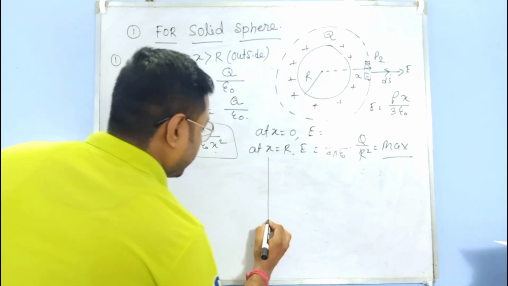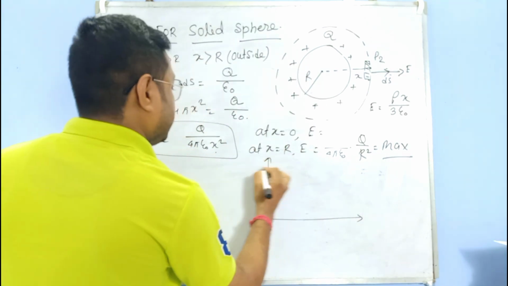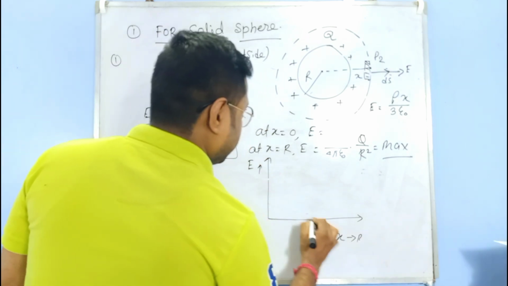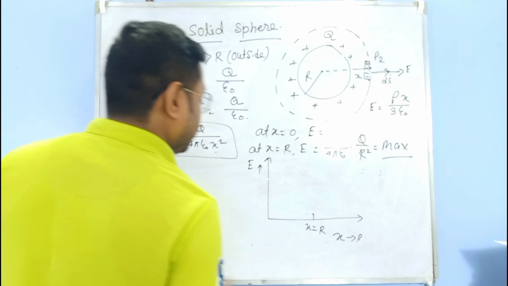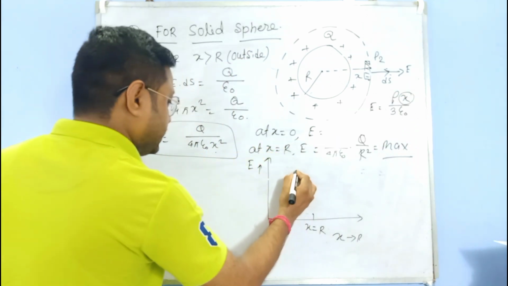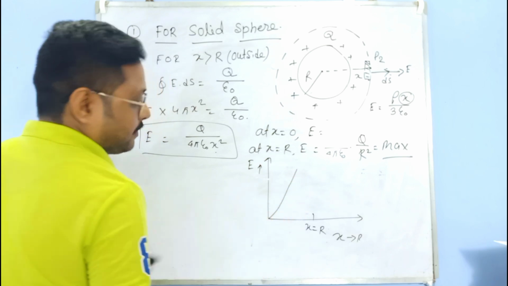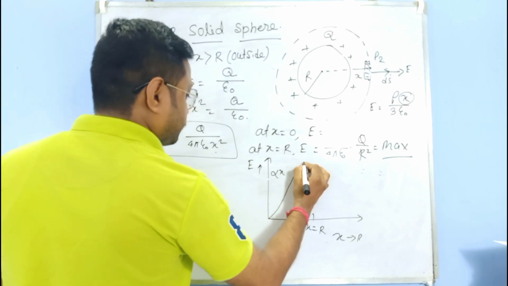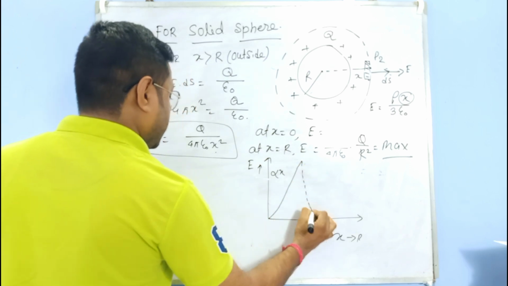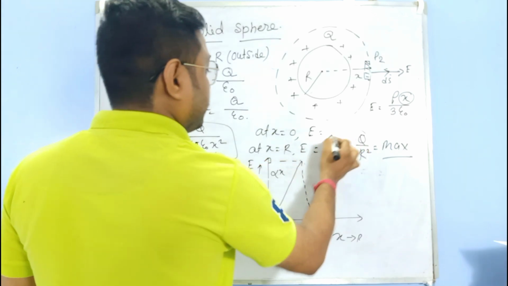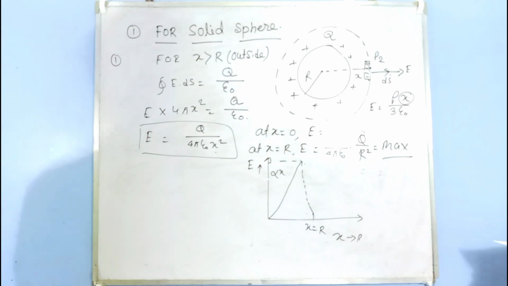So if we draw the graph for a thin solid sphere, E is along the y-axis and x is along the x-axis. Here, x equal to r. In the first case, E is proportional to x, that is this type. At x equal to r, it becomes maximum, which value? This value, 1 by 4 pi epsilon naught q by r square.